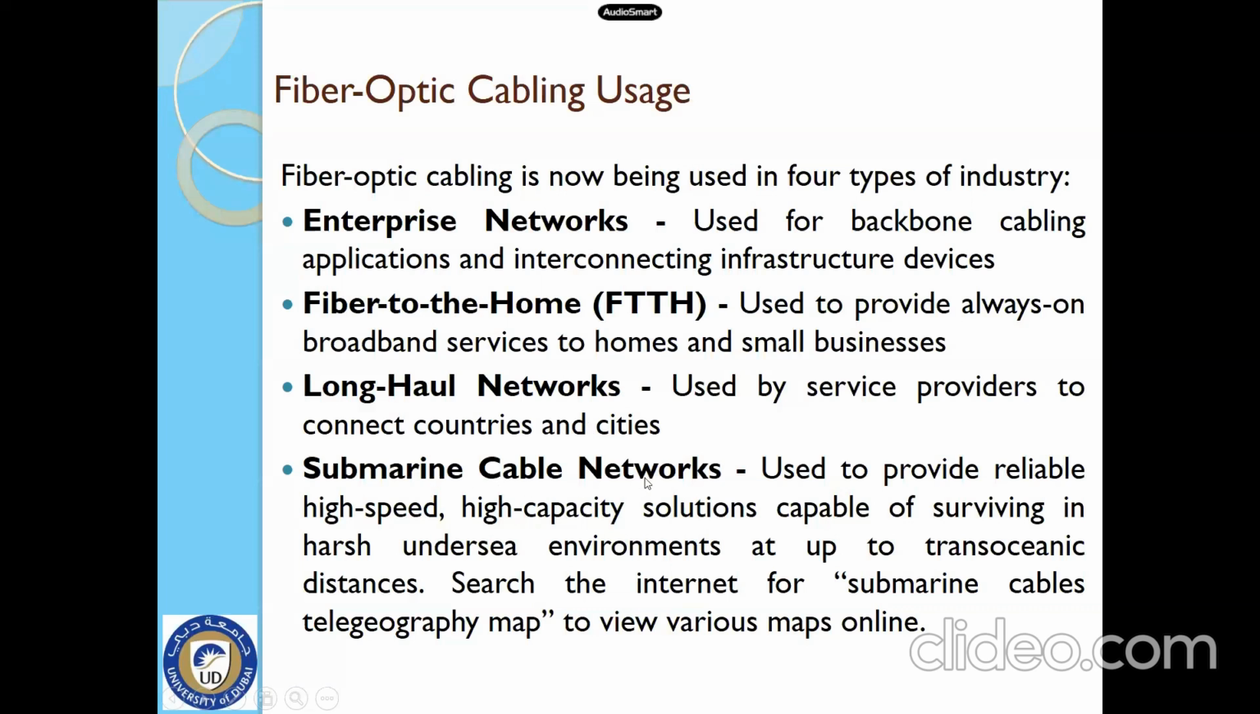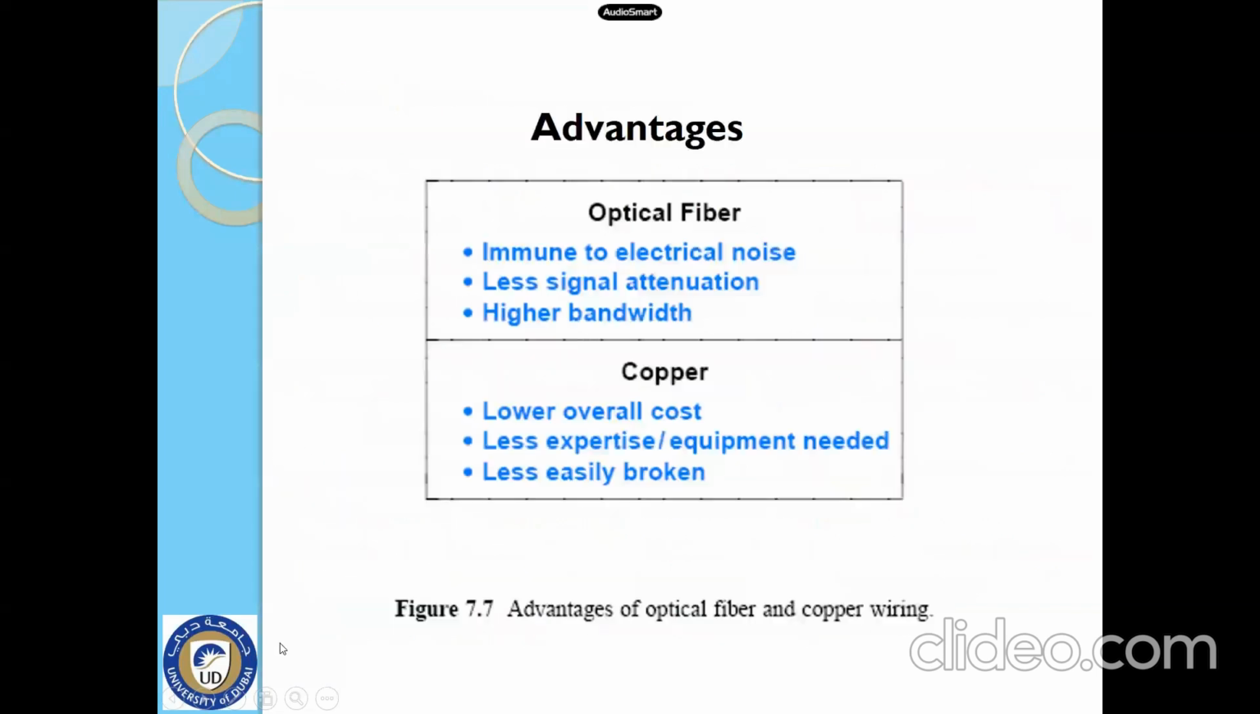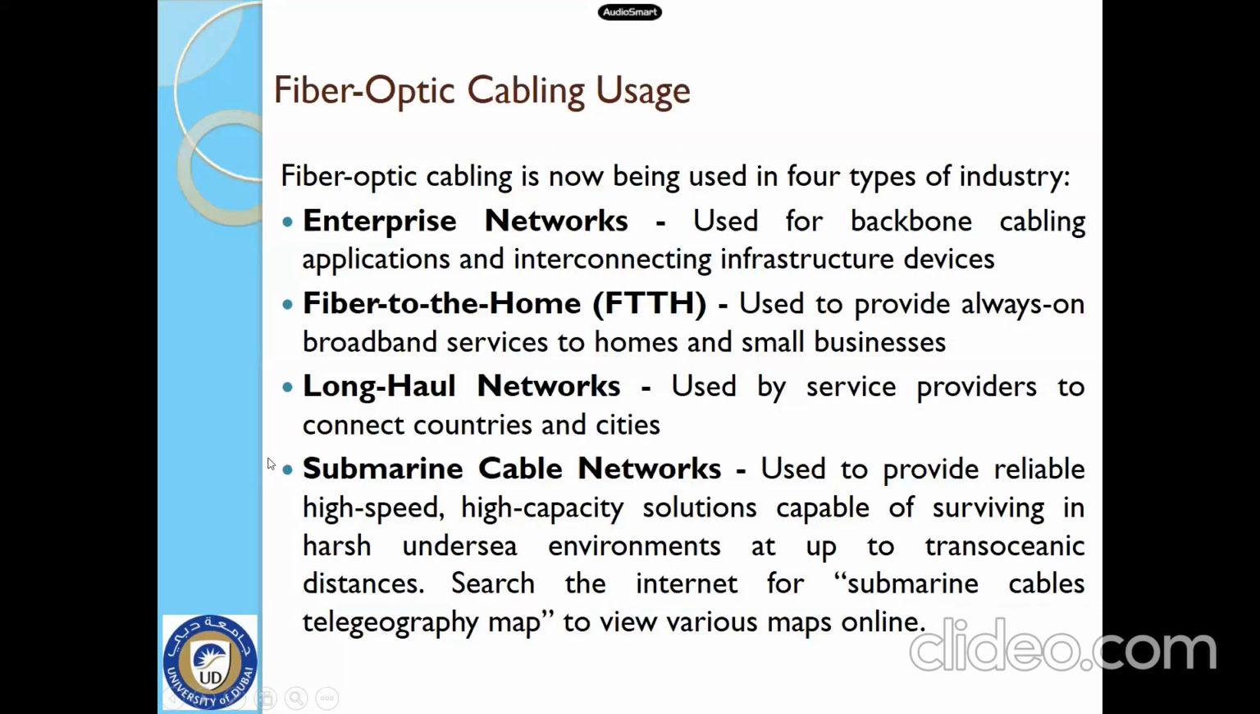And you have submarine cable networks. It's used to provide a reliable, high-speed, high-capacity solution capable of surviving in harsh undersea environments and up to transoceanic distances. Now, if you want to search the internet, submarine cable, telegeography map, to view various maps online. This one is just to connect over the sea. You know what submarine is, it's under the sea. So there are very large cables connecting areas and probably continents over the world. So these are typical applications of fiber optics, and that's their usage.